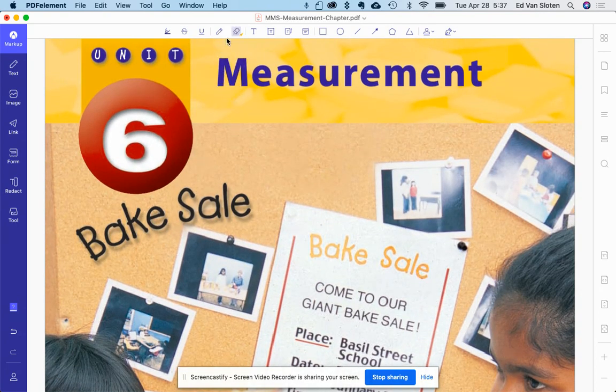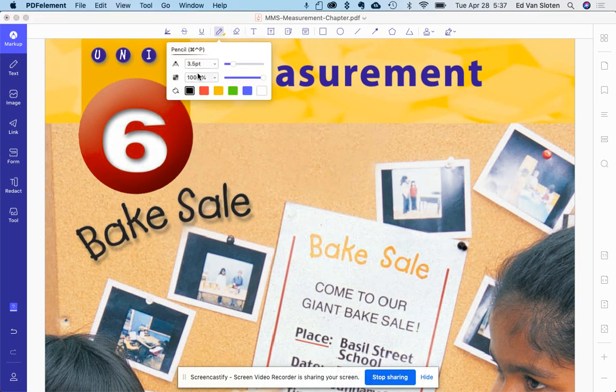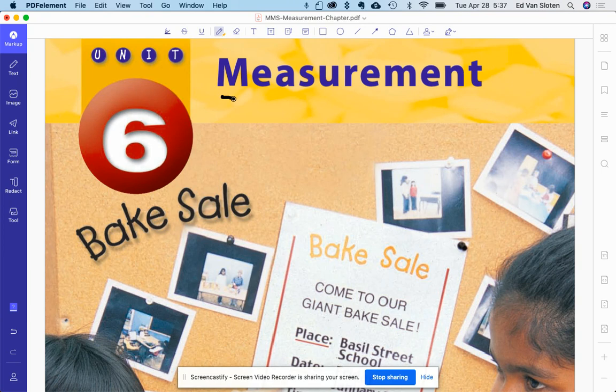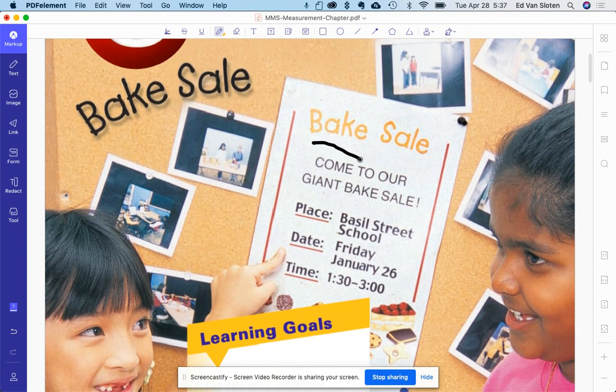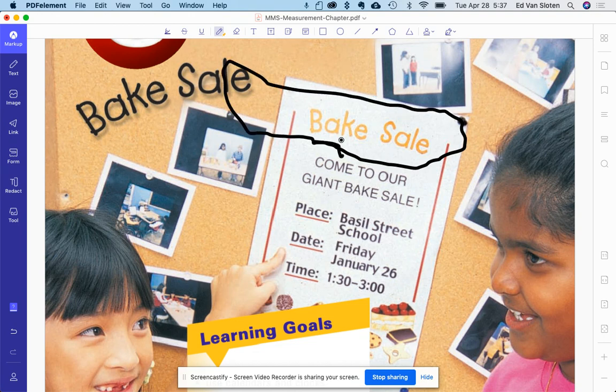Grade 3 students, we're talking about measurement. Maybe I need a pen, and I'll make it that color. There's all sorts of things that we can measure. We talked about the bake sale, and you could measure something by how much it cost.